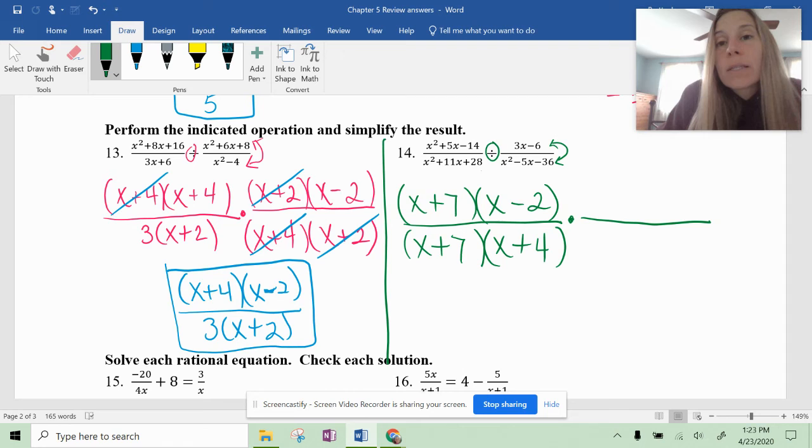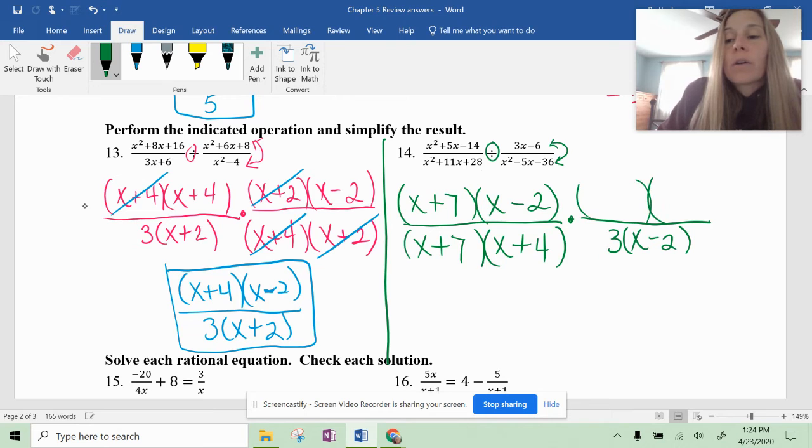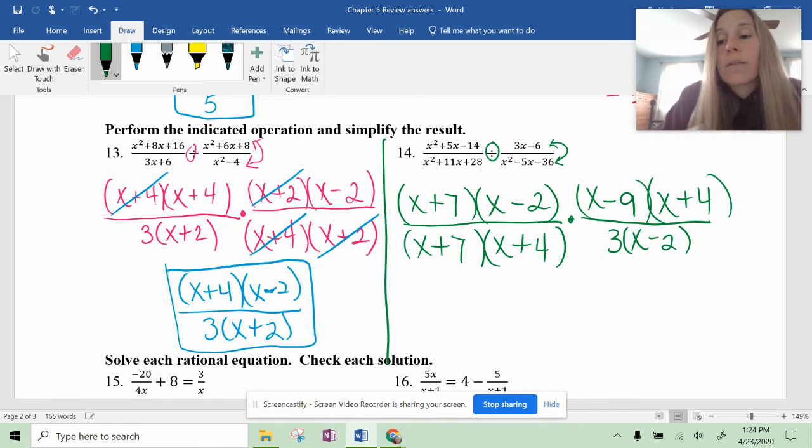Changing that sign to multiplication, and now these two I'm going to put in the opposite spots when I factor. So the 3x minus 6 is just a GCF of 3, and that's going to go on the bottom. And then this trinomial here, x and x, the two numbers that multiply to 36 that subtract to get 5, are 9 and 4, and it's going to be a negative 9 and a positive 4.